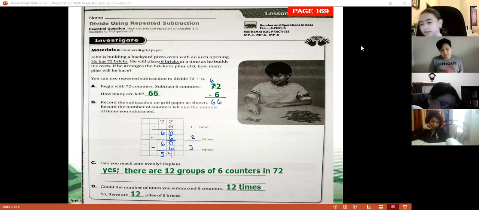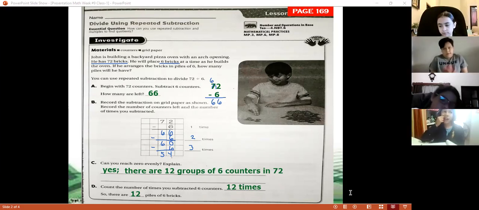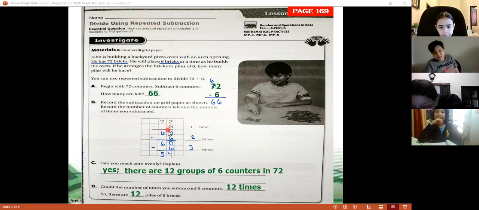Finished? Questions about this page, class? Is it clear why it's 12? Why we're subtracting and not dividing as the other way that we worked? Yes, this is another method. It says divide using repeated subtraction. That's why it says repeated, because we are subtracting the same number. Look here, we're subtracting 6 the first time. The second time, we continue subtracting 6. The third time, we continue. So that's why it's called using repeated subtraction.